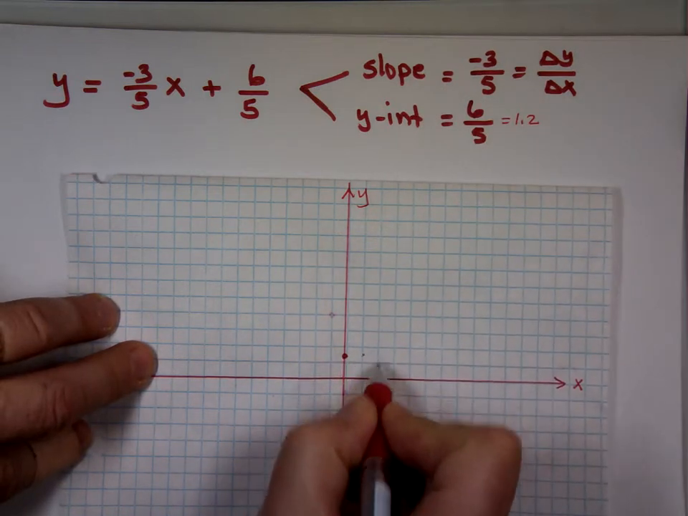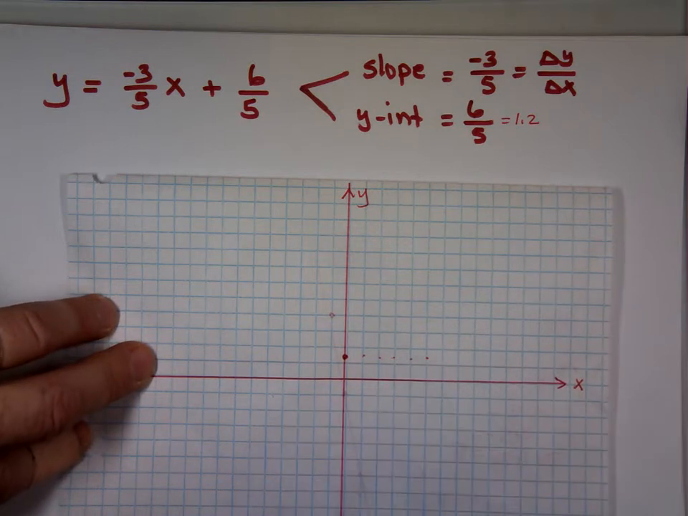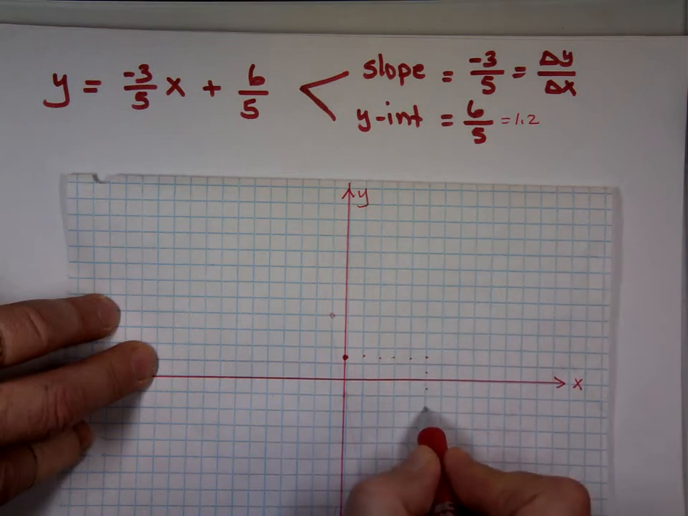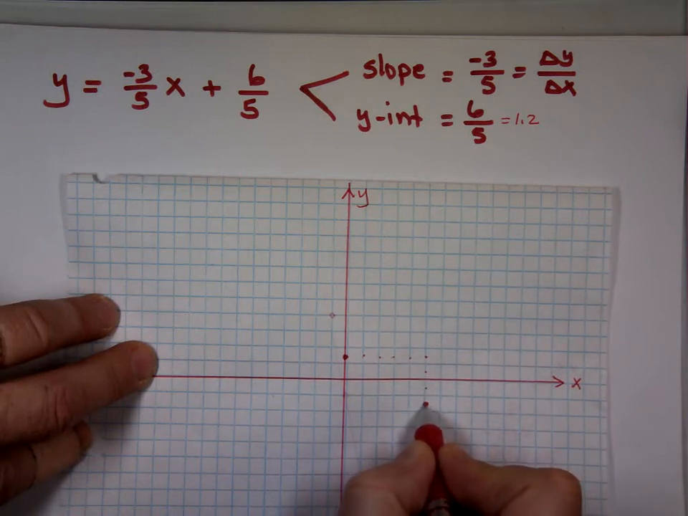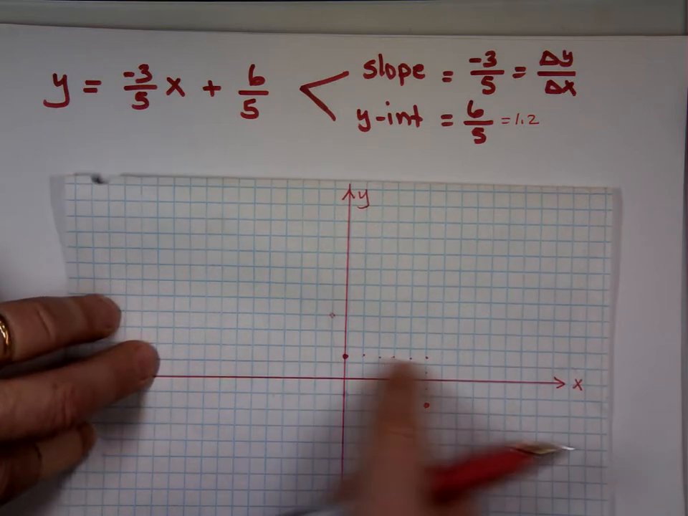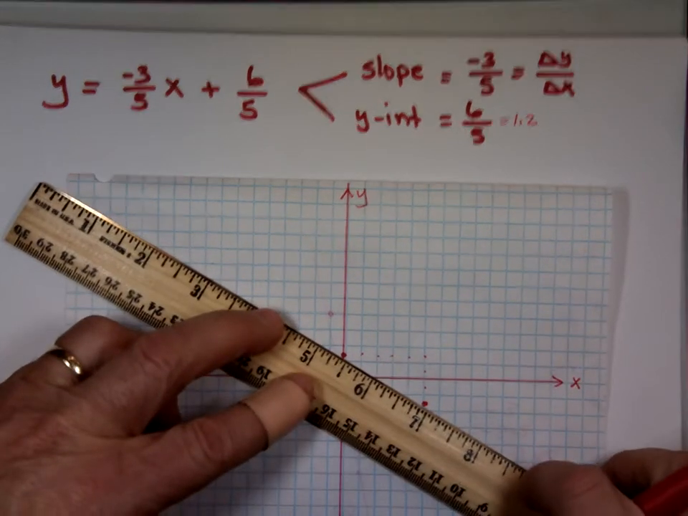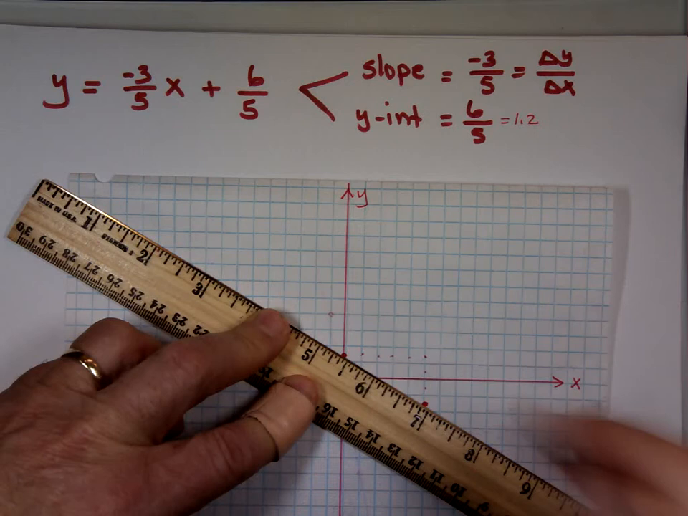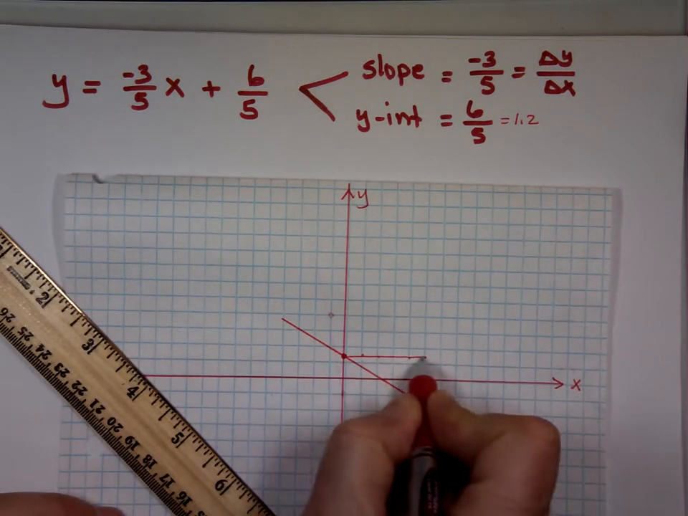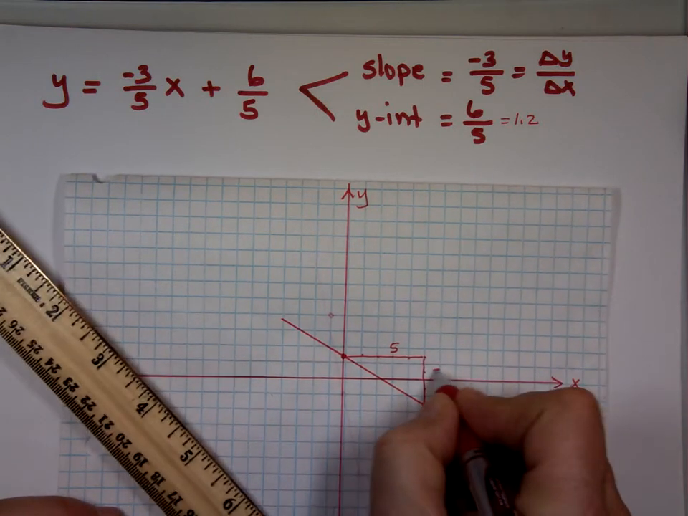Let's go 5 to the right. 1, 2, 3, 4, 5. I'm right here. Now let me go down by 3. 1, 2, 3. Go 5 to the right and 3 down. Connect the 2 points. So this is 5 here, and this is -3. It went down 3 units.